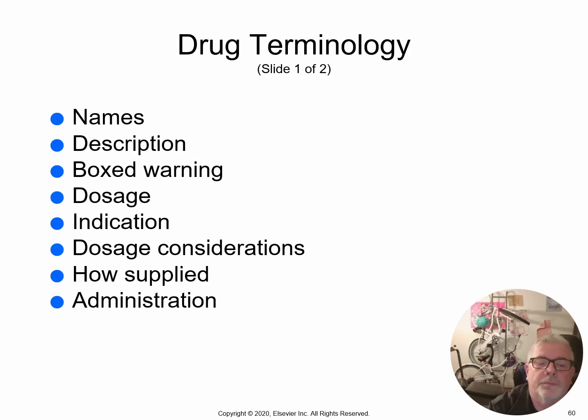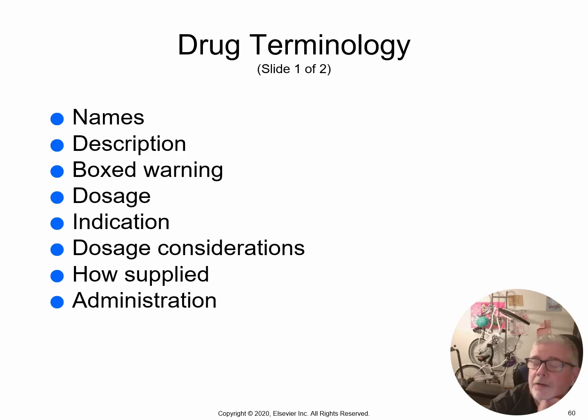So drugs are termed by their names and their description. A boxed warning is a really serious warning that has to be put on the labeling of a drug if it has a very severe potential side effect. The dosage needs to be explained properly and carried out properly. The indication is what it's used for. And what about dosing considerations? Well, like I mentioned before, if a patient has a limited ability to metabolize or eliminate a common drug, the dosing may have to be reconsidered.